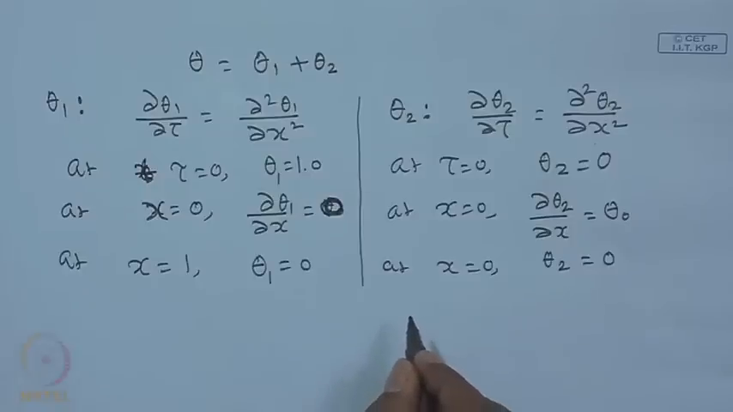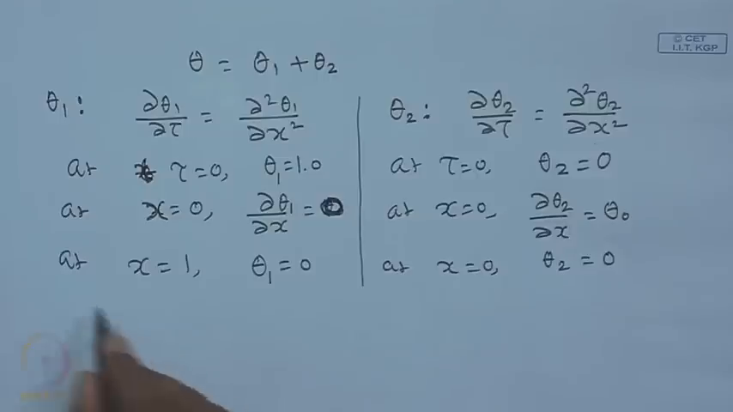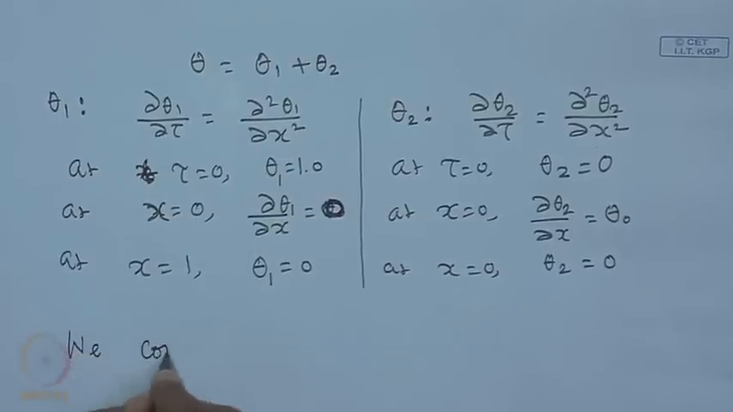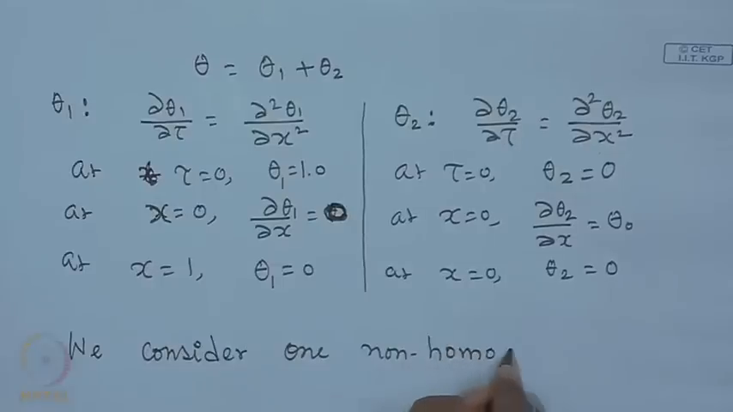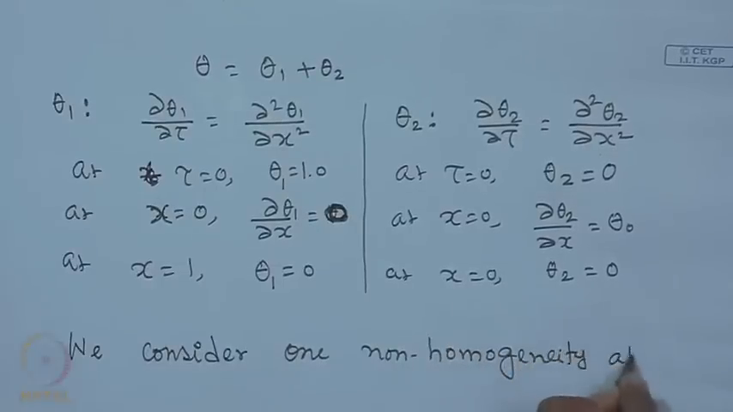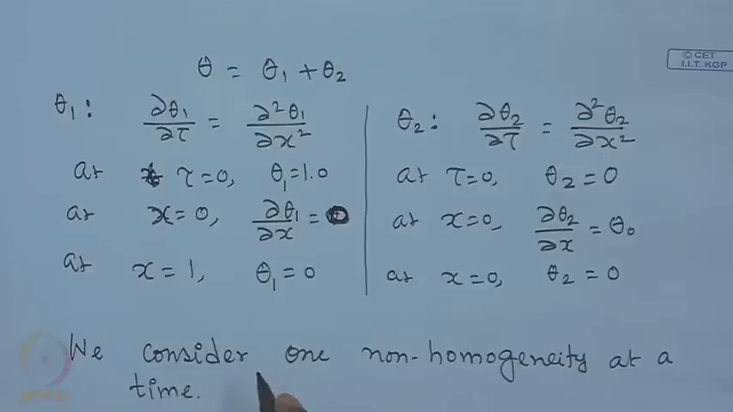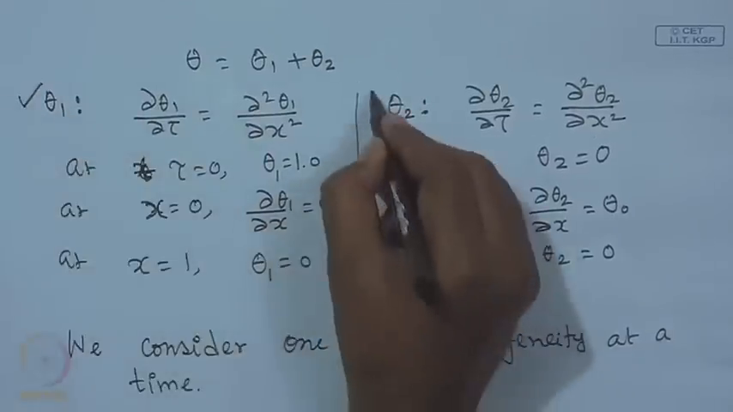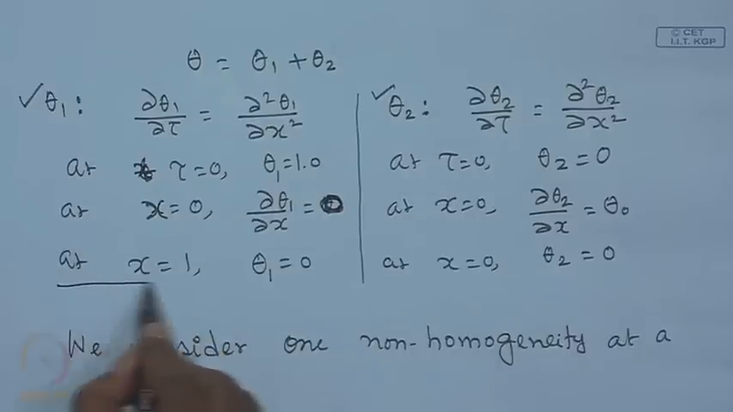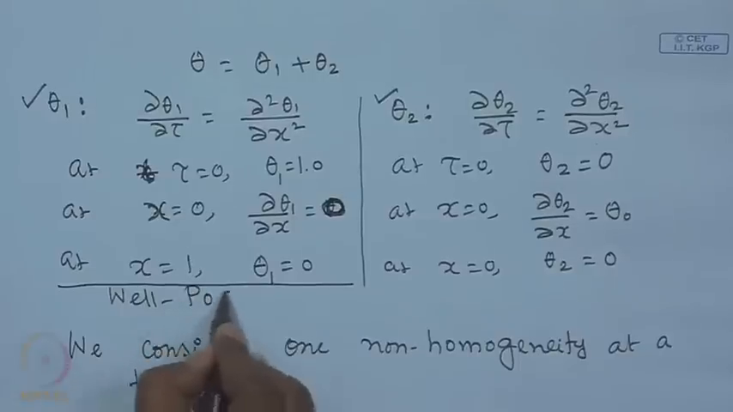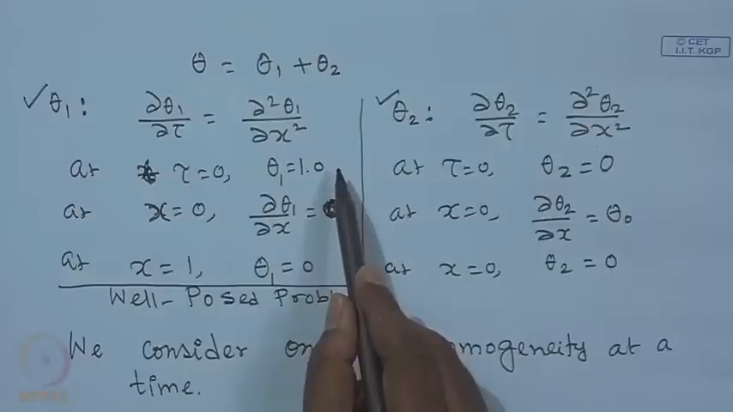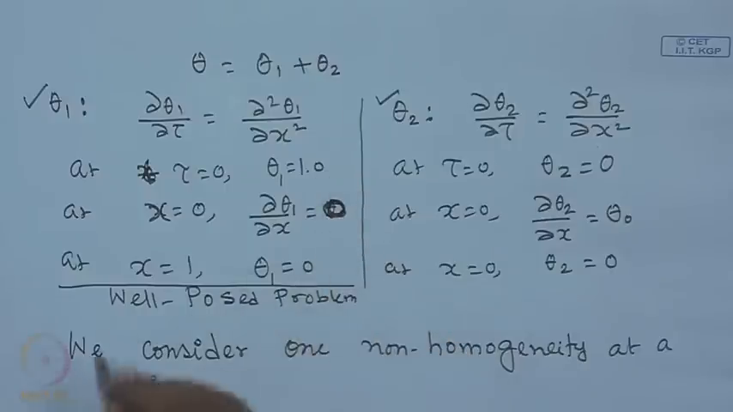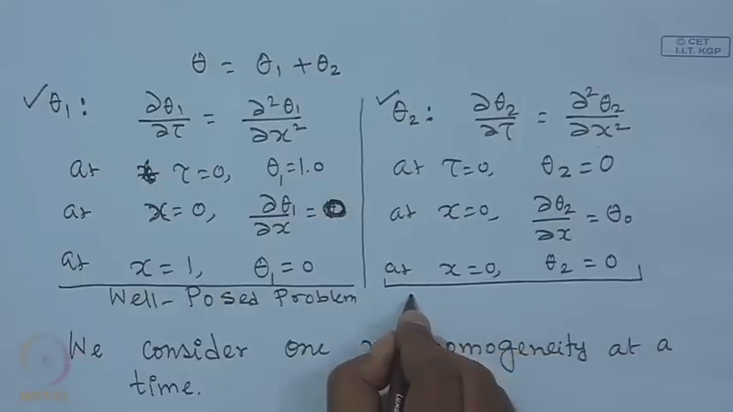As we have done earlier, we divide this problem into two sub problems considering one non-homogeneity at a time. So, the crux of this problem is that we consider one non-homogeneity at a time. In order to do that, we have defined these two sub problems theta 1 and theta 2, and if you look into this problem, theta 1 is a well posed problem. Why is it a well posed problem? Simply because it has a non-homogeneous initial condition and homogeneous boundary conditions. On the other hand, theta 2 is an ill-posed problem.